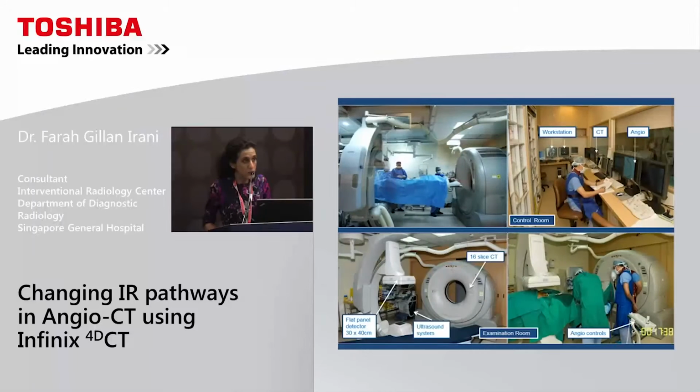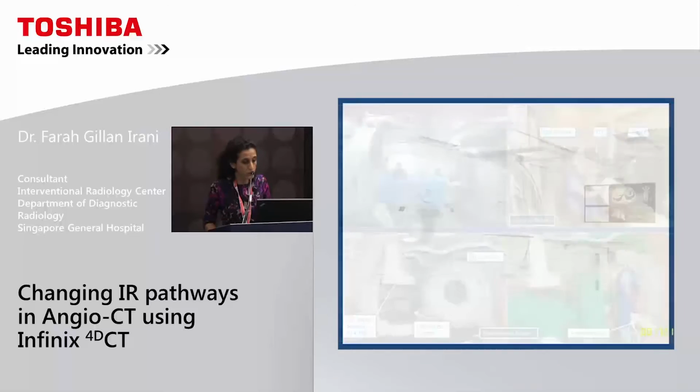So this is the room setup. It's got a lot of hardware. You have workstations for your CT, you have a workstation for your Angio. And in addition to having both the CT and the Angio, you have a tabletop which will actually rotate, in which you can also have your ultrasound scanner in. So you've got all imaging modalities within one room.